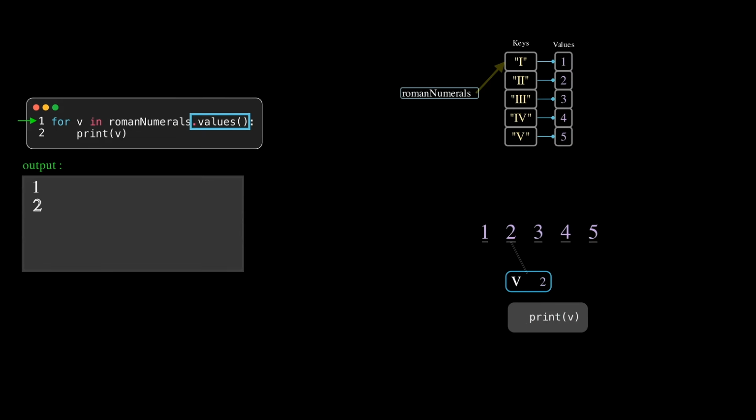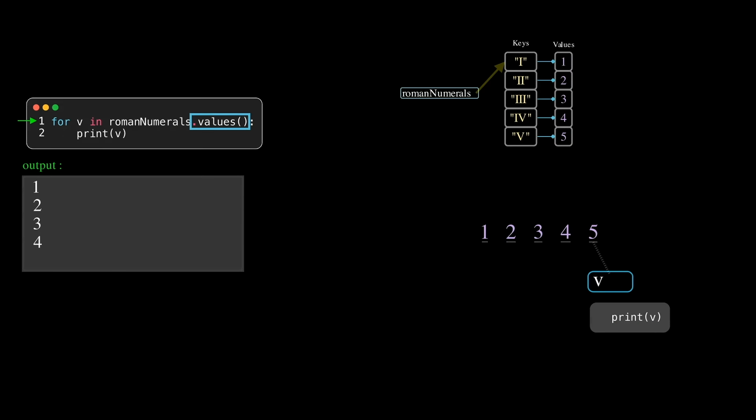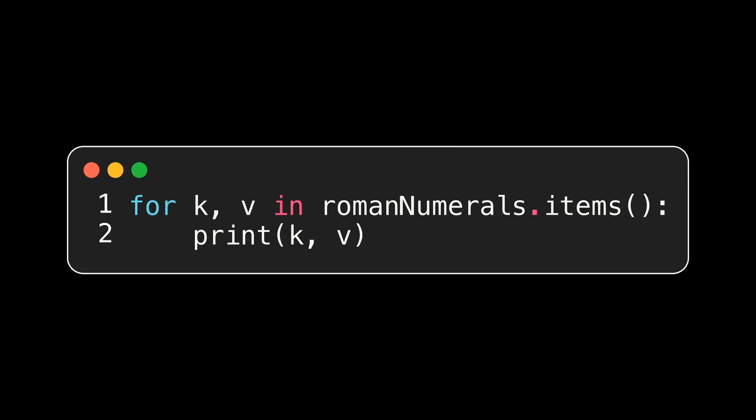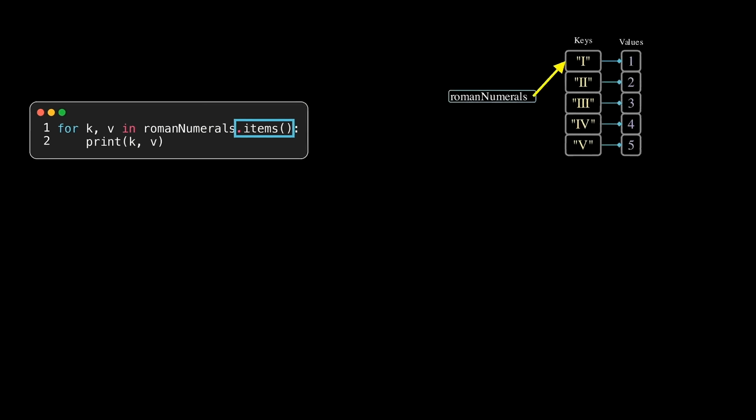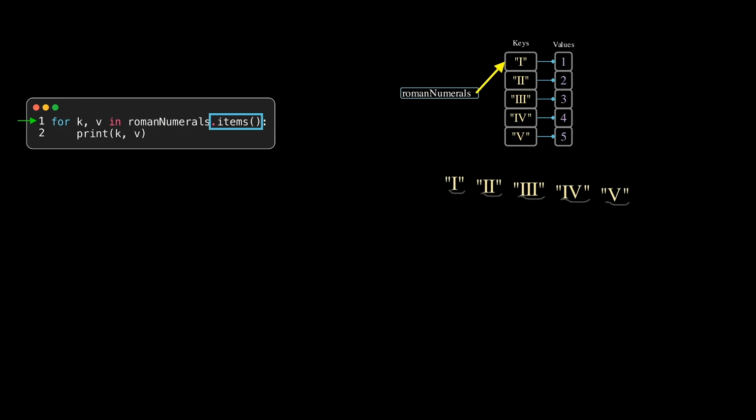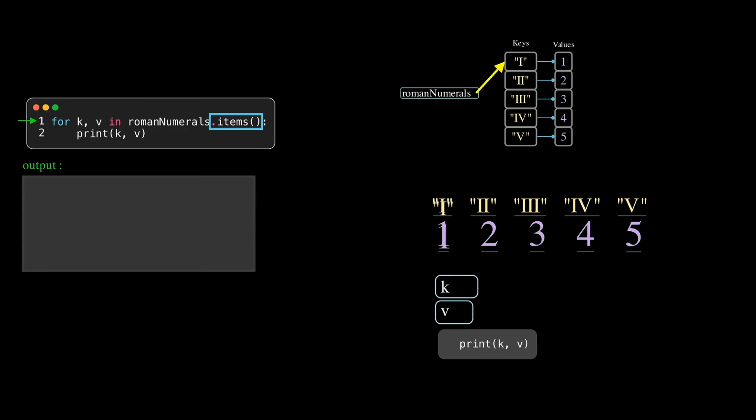You might ask, what about looping over both the key and value simultaneously? And yes, that's possible. You will need the items method and use two separate loop variables. The first one, k, is the key. The second one, v, is the value. Here's what the loop looks like.